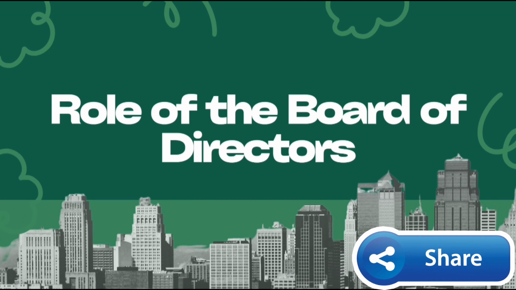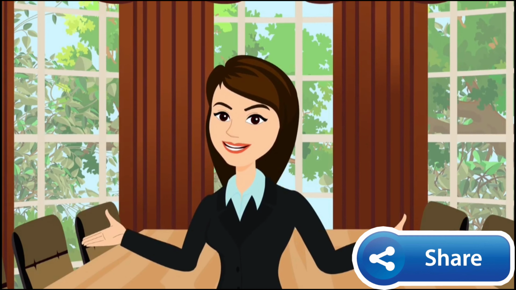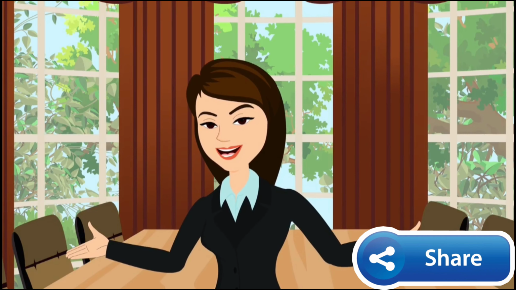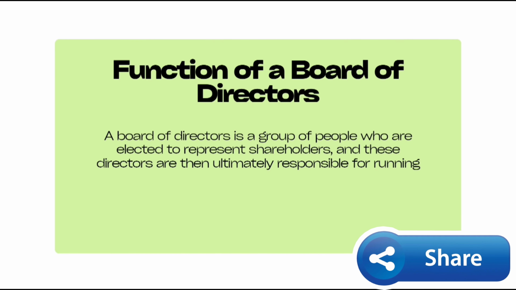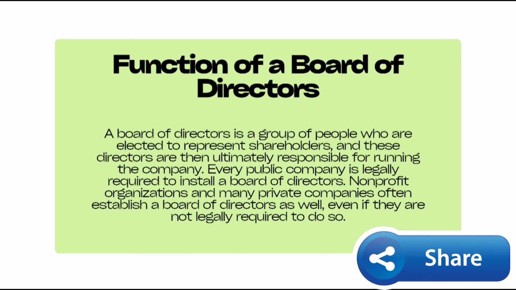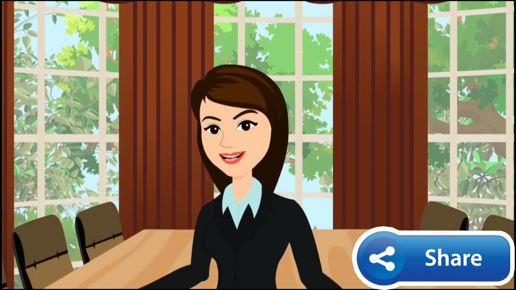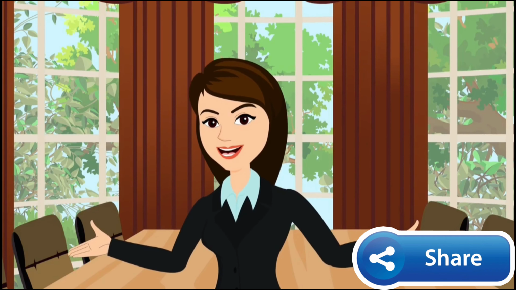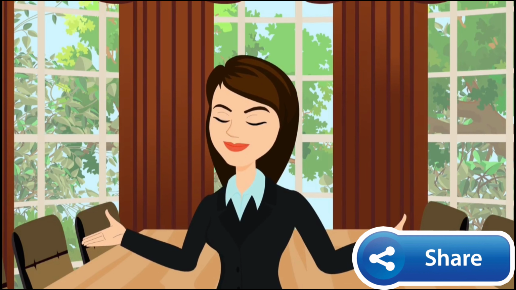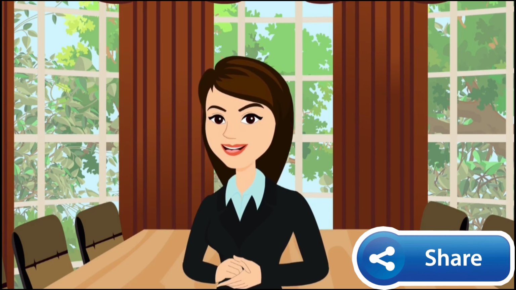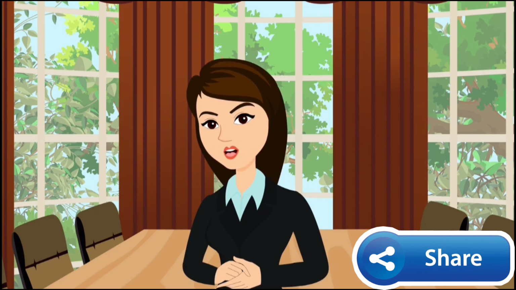Our next topic is all about the Board of Directors. What is a Board of Directors and what do they do in an organization? A Board of Directors is a group of people who are elected to represent shareholders, and these directors are then ultimately responsible for running the company. They are responsible for establishing management policies, protecting shareholders' interests, overseeing the corporation or organization, and making decisions about important issues.